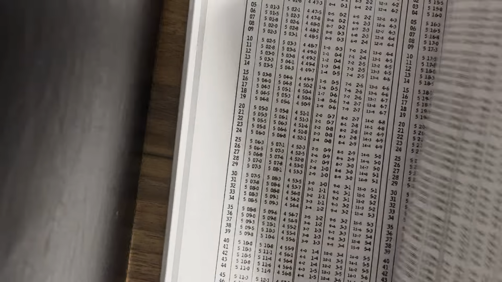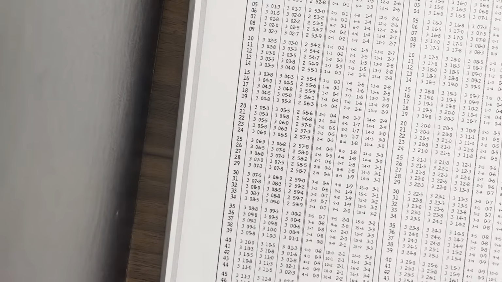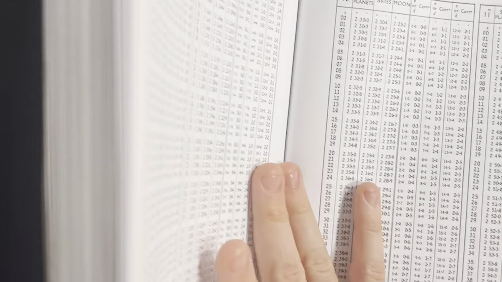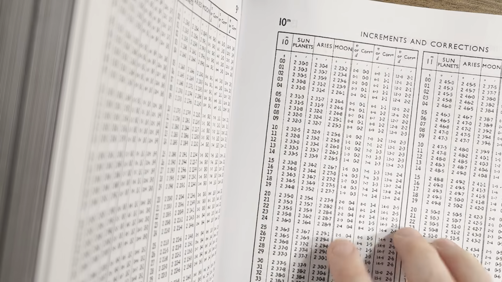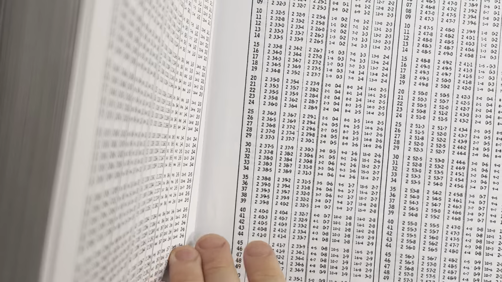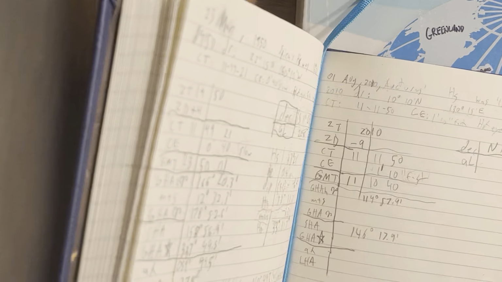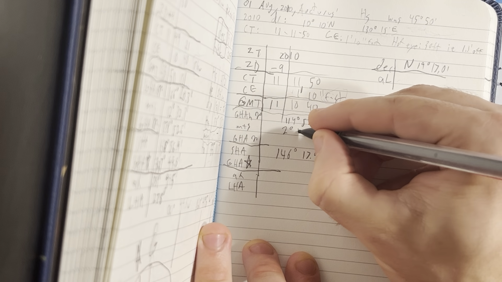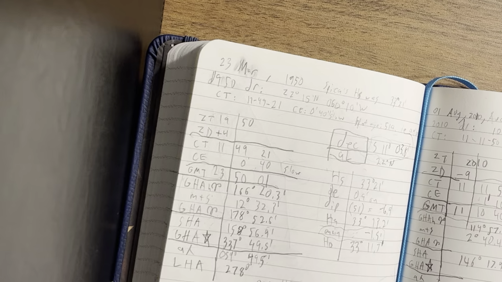Okay, 40, 20, 4, 12, 10, right over here. So 10 minutes, and we're going to come down to 40 seconds and read the Aries table. 40 is down here. 2 degrees, 40.4 minutes. 2 degrees, 40.4 minutes. Good.